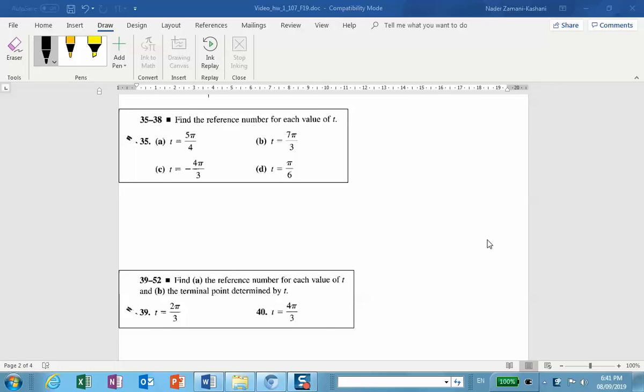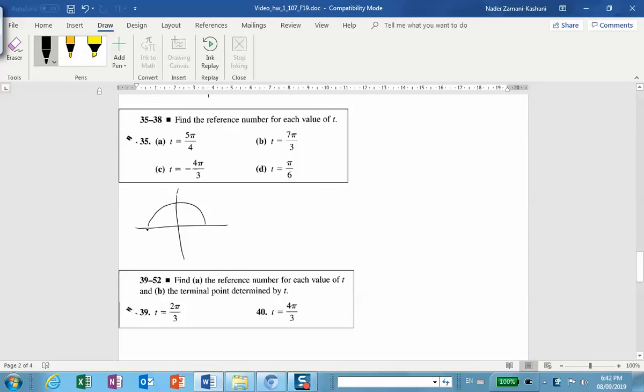So what it says is that you're given the value of the parameter t, and you're asked to find the corresponding reference number. For these problems, you really have to draw the unit circle and then patiently get the reference number. So here's the situation. There's the unit circle.